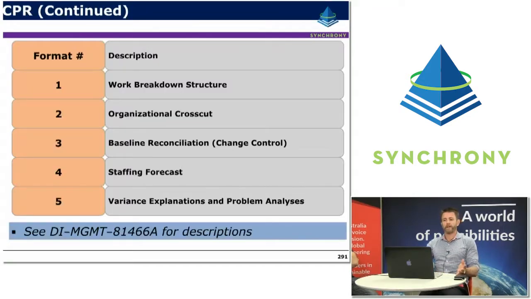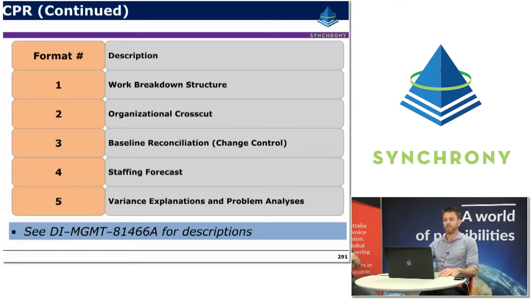So the CPR format, there's typically 5 different formats that are used, and these particularly tend to be used on defence contracts, for example. Format 1 is based on work breakdown structure. Format 2 is based on organisational breakdown structure or an organisation cross-cut. So the earned value data is summarised by OBS rather than WBS.